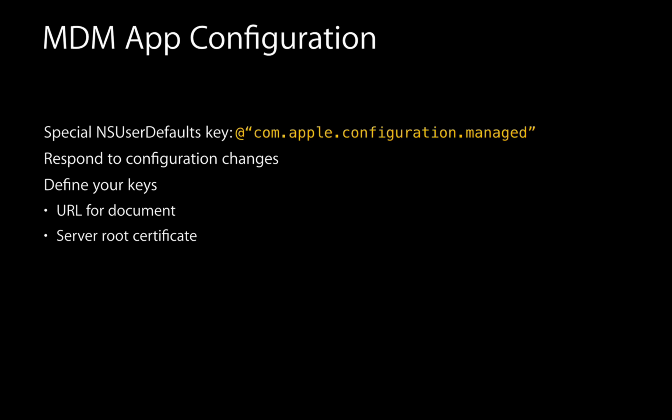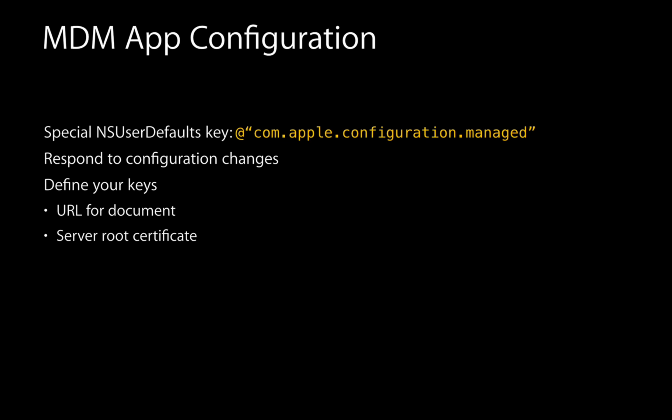Instead of having the end user read instructions and say, oh, tap this, then tap that, and go here and go there, type this URL in, what could go wrong? You define your own keys and say, hey, if you install my app over MDM, push down these keys, and I'll see them, and I'll use them for my app without any user intervention, right? So app configuration.